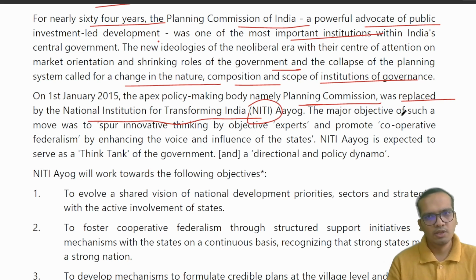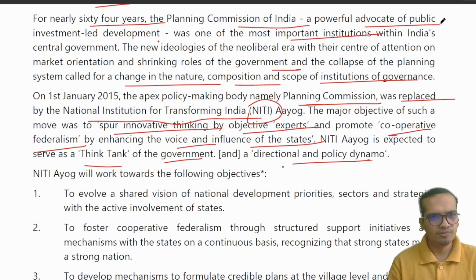Niti Aayog. The major objectives of such a move were to spur innovative thinking by bringing in outside experts and promote cooperative federalism by enhancing the voice and influence of the states. Niti Aayog is expected to serve as a think tank of the government and a directional and policy dynamo. Niti Aayog will work towards the following objectives.